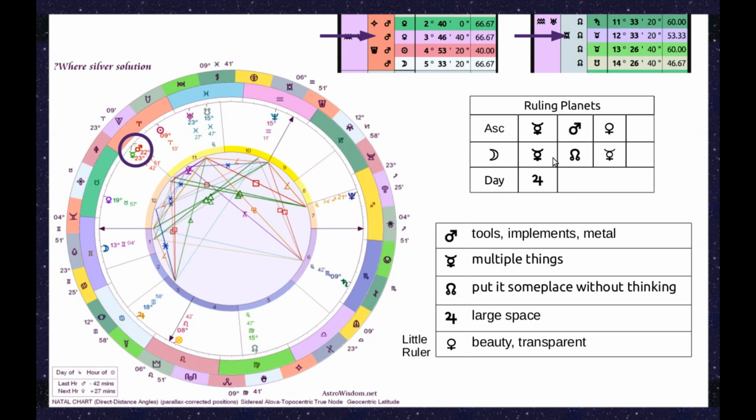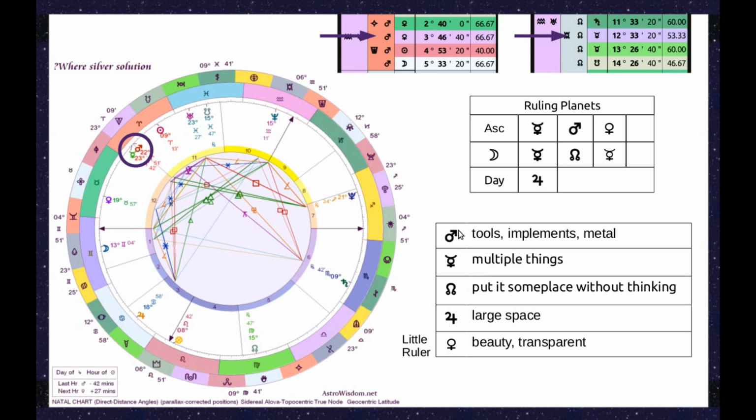The next strongest ruling planet is Mercury, which is already a ruling planet, so we don't need to repeat it. And the last ruling planet is the day ruler, which is Jupiter. So that comes next. And then I always include the little rulers as well. They are not ruling planets, but they sometimes give us some clues, and so we have Venus here.